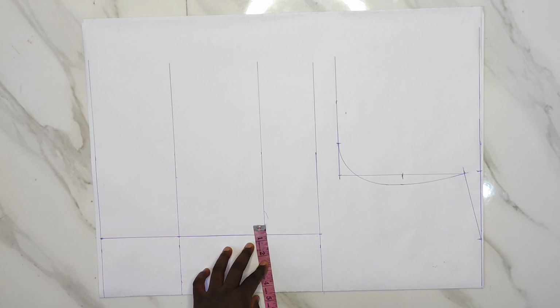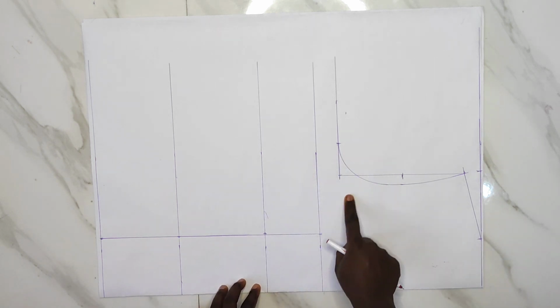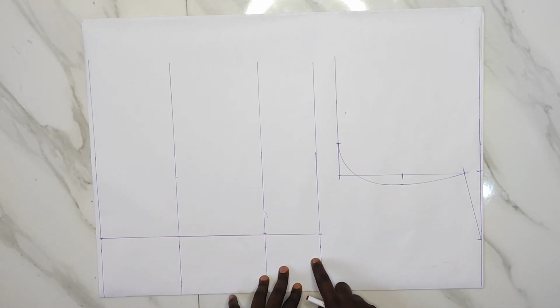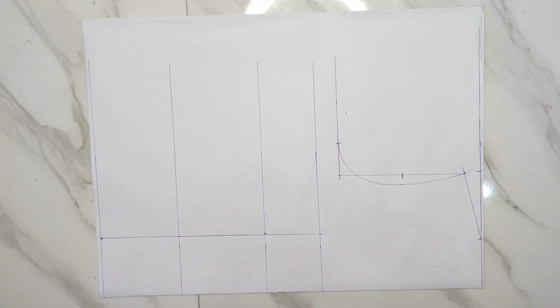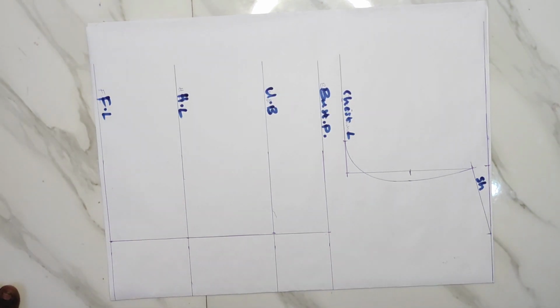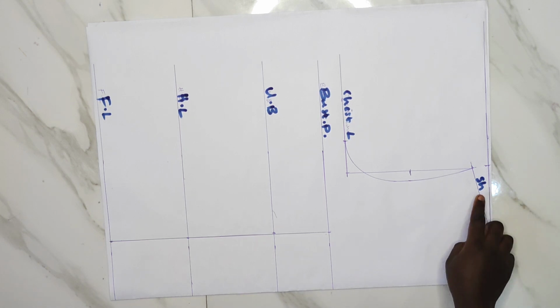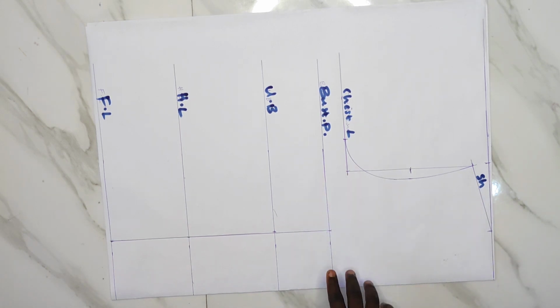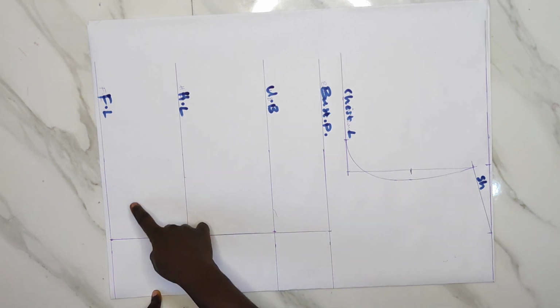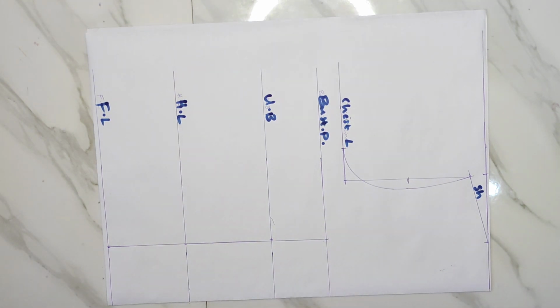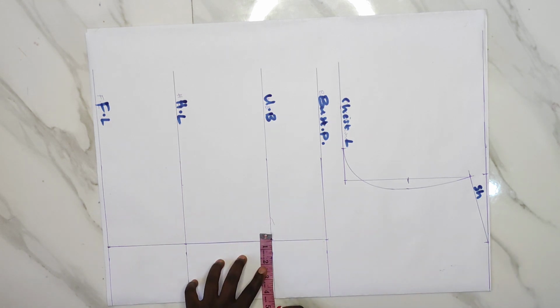So after I'm done connecting the lines, I'll go ahead to take out my dart. But first of all, I'll be labeling all the lines so you do not get confused. So I've gone ahead to label the lines: my shoulder line, my chest line, my bust point line, my underbust, my half length, and my full length. So now you'll be able to get where I am pointing and be able to understand it very well.